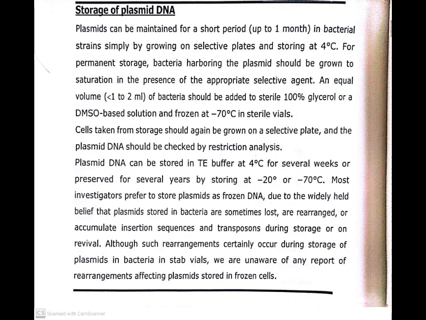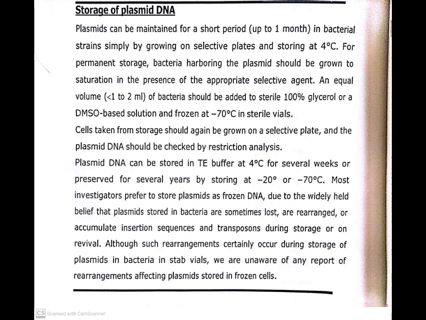Storage of plasmid DNA. Plasmids can be maintained for a short period, up to 1 month, in a bacterial strain simply by growing on selective plates and storing at 4 degrees Celsius. For permanent storage, bacteria harboring the plasmid should be grown to saturation in the presence of the appropriate selective agent. An equal volume of bacteria should be added to sterile 100% glycerol or a DMSO-based solution and frozen at -70 in sterile vials.